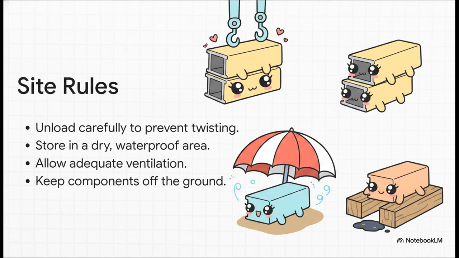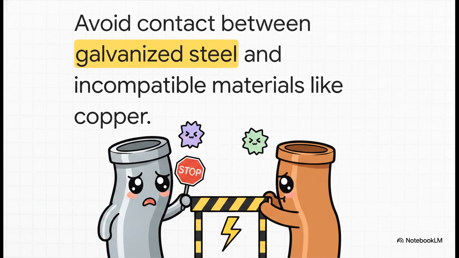Store it under a waterproof cover, but ensure adequate ventilation to stop condensation from building up. And finally, never leave it lying flat in the mud. Store these components off the ground on a slightly sloped position so that any trapped moisture naturally drains right away. I also really want to highlight this specific, somewhat surprising warning straight from the engineering catalog. Listen closely to this. Avoid contact between galvanized steel and incompatible materials, specifically things like copper tubing. Mixing galvanized steel with copper on a wet job site is a complete recipe for a chemical reaction known as galvanic corrosion. It will literally eat away the protective zinc and cause premature structural rust.